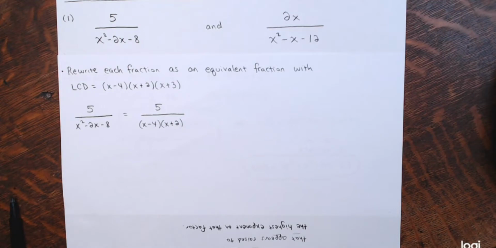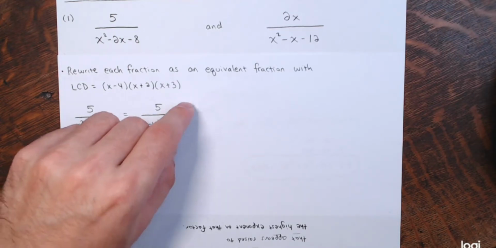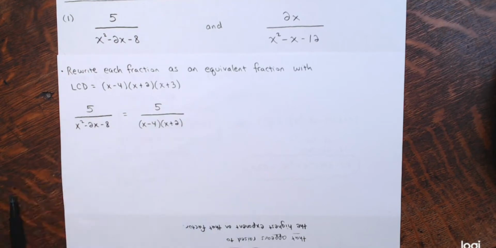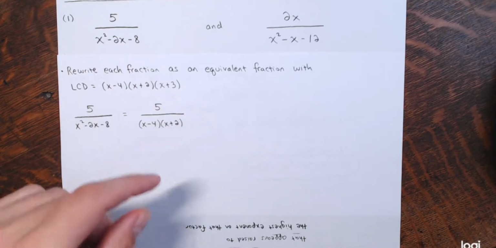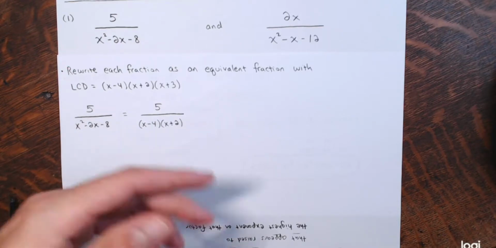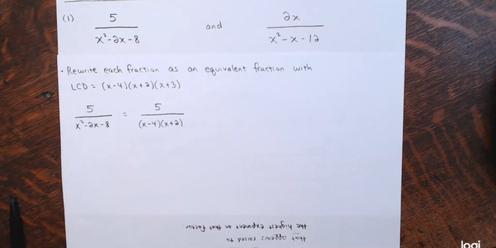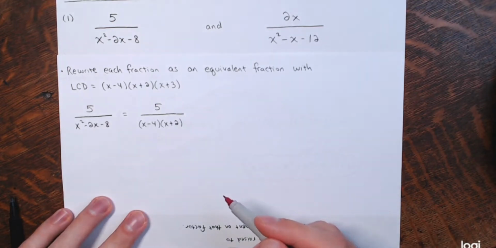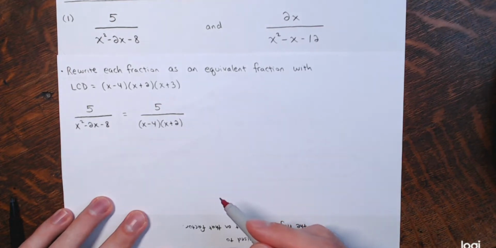Now to write an equivalent fraction, you need to multiply the numerator and denominator by the same thing, right? You can't just multiply the numerator by something and not the denominator, because that'll make an entirely different expression. But when you multiply the numerator and denominator by the same expression, it's like you're multiplying by 1, and multiplying by 1 doesn't change your values.